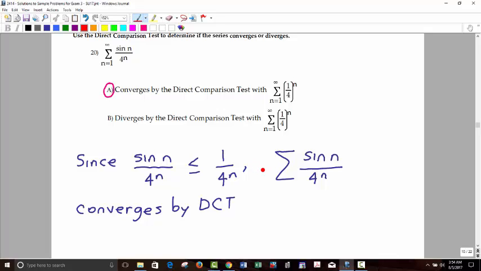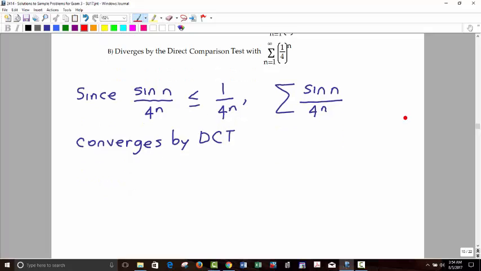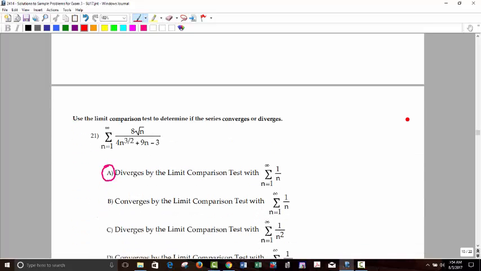Now, let me mention, even though it didn't apply here, the divergence part of the direct comparison test says if the smaller series diverges, the larger series will diverge. So it only works one direction each way. Larger converges means smaller converges. Smaller diverges means larger diverges. So that one converges by direct comparison test with (1/4) to the n.